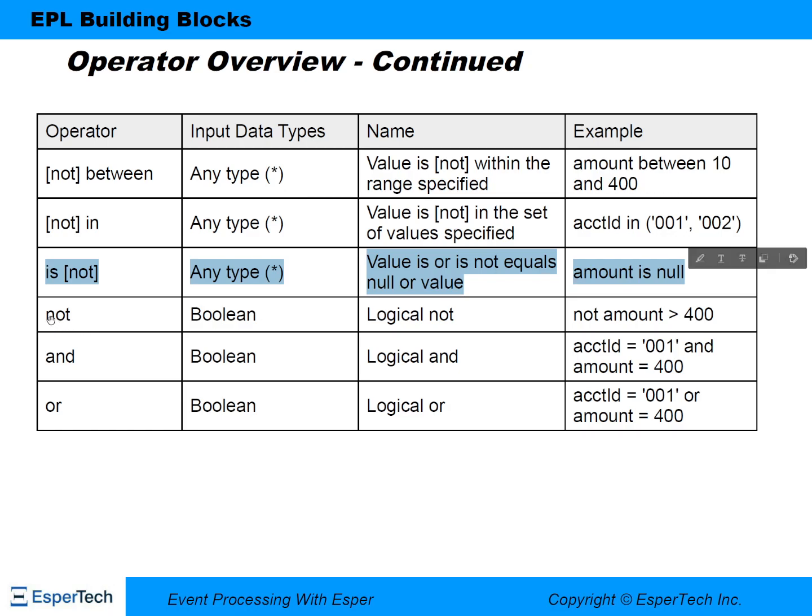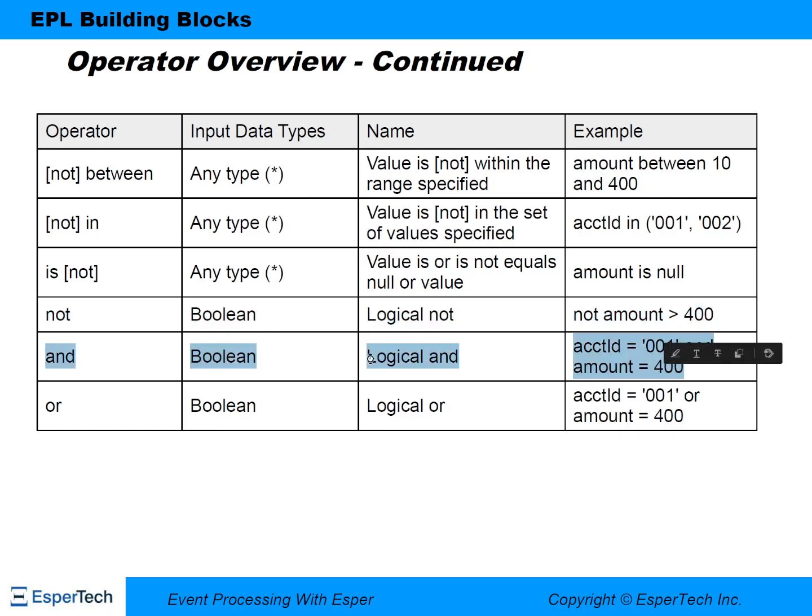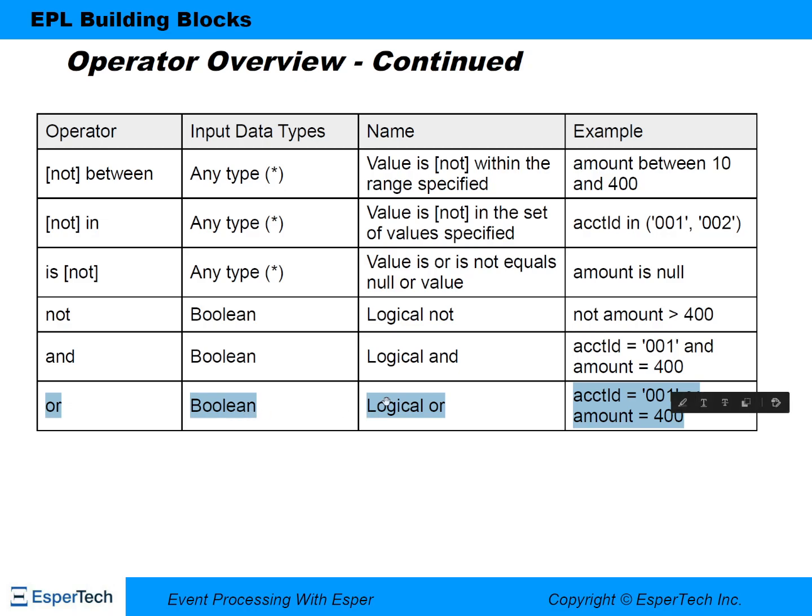The not operator applies to Boolean input types and is a logical not. For instance, not amount greater 400. The AND operator applies to Boolean input types and is a logical AND. For instance, accountId equals quotes 001 and amount equals 400. The OR operator applies to Boolean input types and is a logical OR. For instance, accountId equals quotes 001 or amount equals 400.